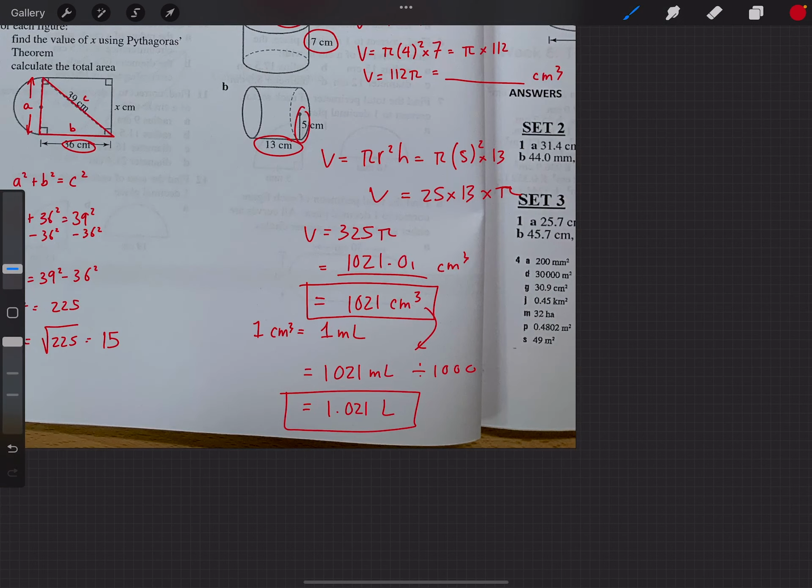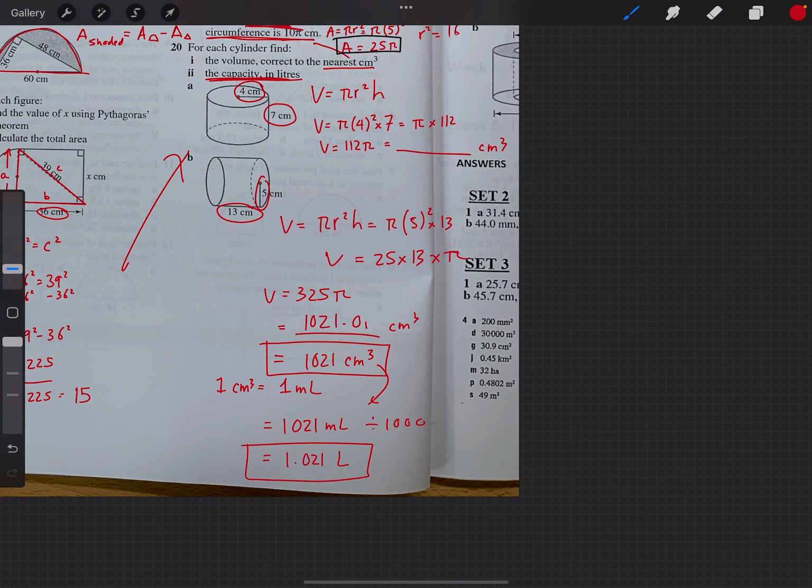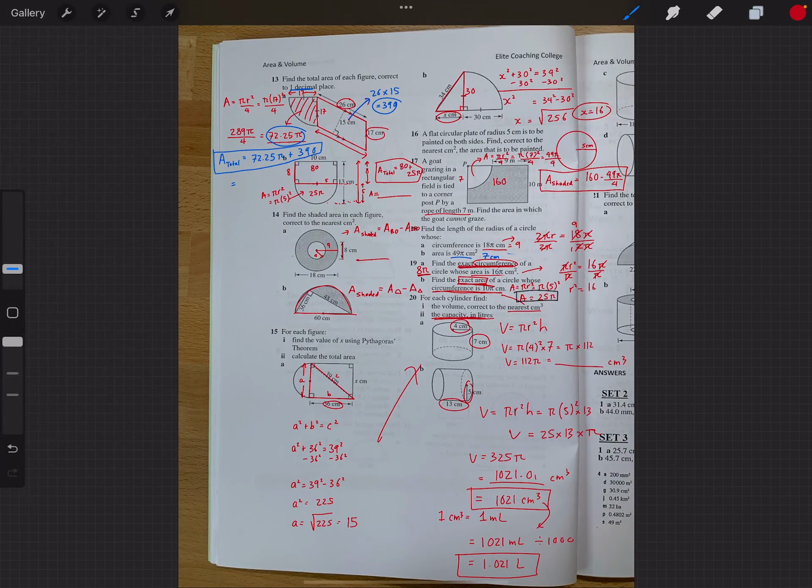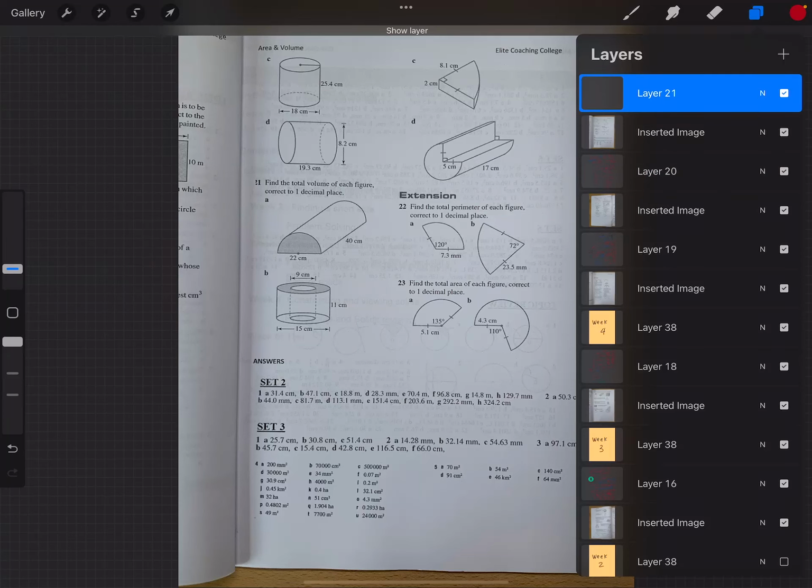Okay, and do the same thing for part A as well. Alright, last page.